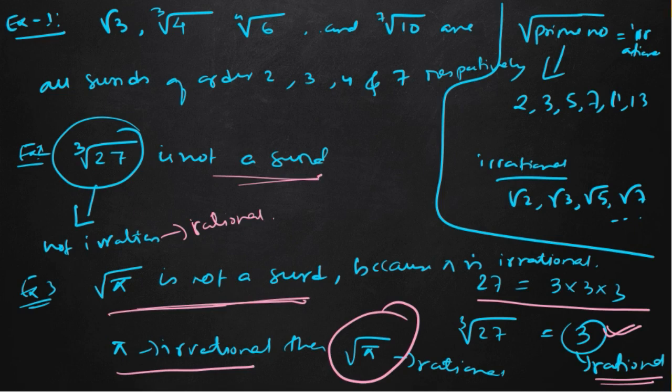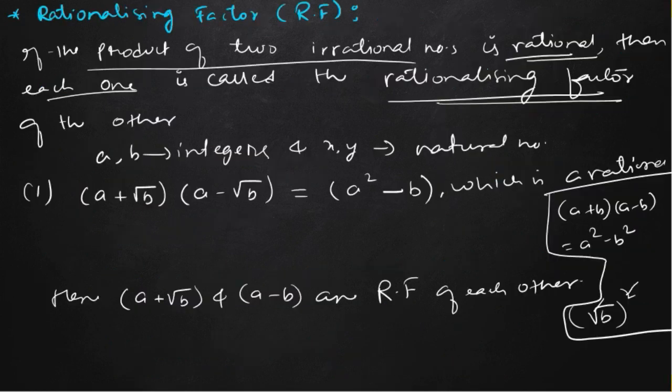Okay, so next we will move to the rationalizing factor, RF, very important. Before going to this, you have to understand the definition. If the product of two irrational numbers is rational, suppose we take two irrational numbers and after multiplying them you get a rational number, then each of those two irrational numbers is known as a rationalizing factor.